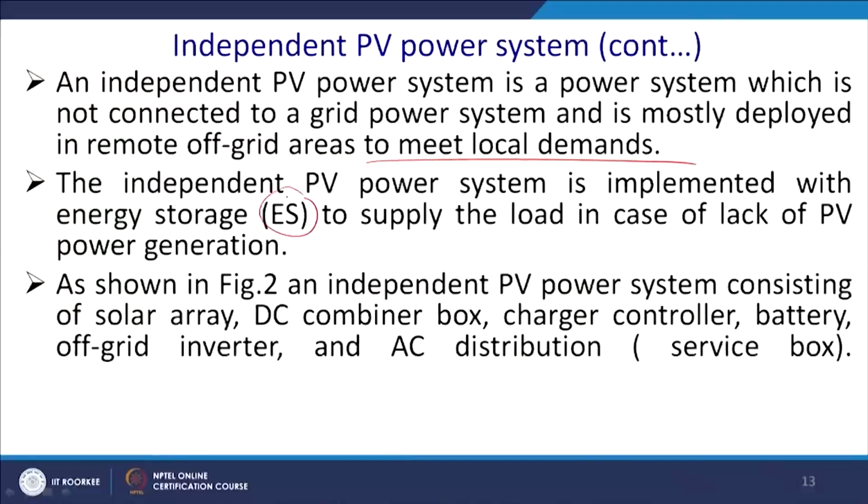The independent PV power is implemented with energy storage, ES, to supply the load in case of lack of PV power generation. As shown in figure 2, an independent PV power system consists of a solar array, DC combiner box, charge controller, battery, off-grid inverter and AC distributor as the parts of the system.